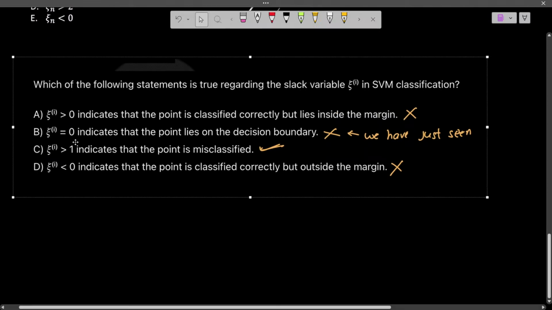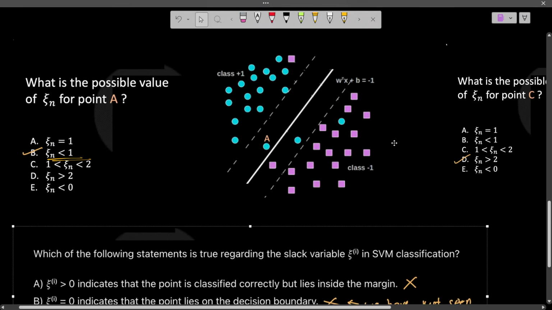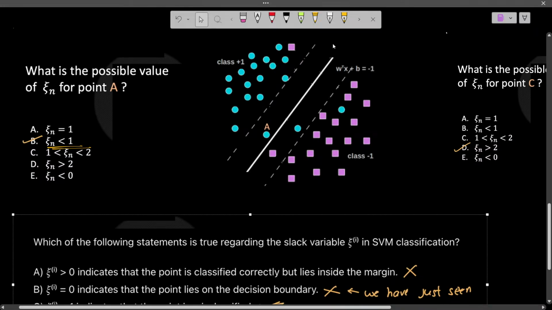Next option is xi equals 0 indicates the point lies on the decision boundary? No, not at all. Xi equals 0 means there is no slack, so it can be on the margin boundary, where W transpose X plus B equals minus 1 or plus 1, but not on the decision boundary. Decision boundary means this one.